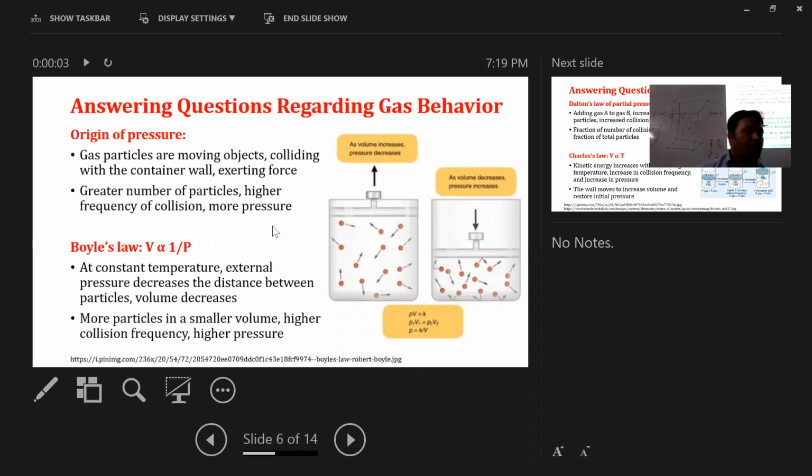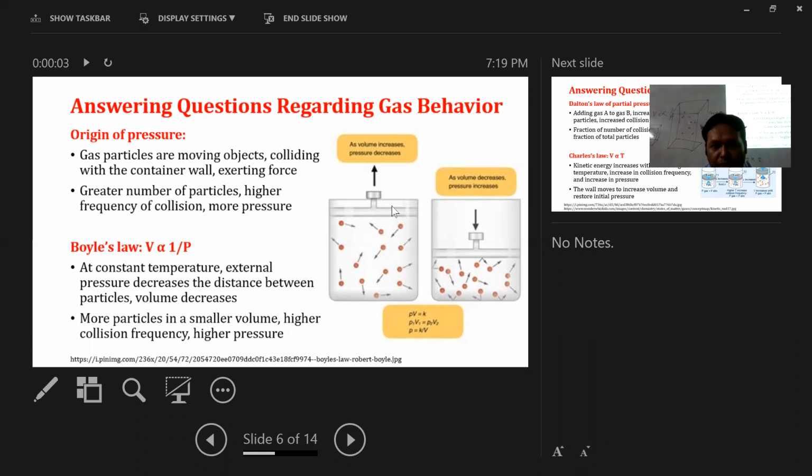Okay. So if we have a lot of gas, we have the possibility to collide with each other. If we have more number of molecules, then the number of collisions is increasing. Therefore, the pressure is increasing. So what I have mentioned here: greater number of particles, higher frequency of collision, more pressure. Okay. Now, at constant temperature, when external pressure increases, the distance between particles and the volume decrease, as I have shown previously.